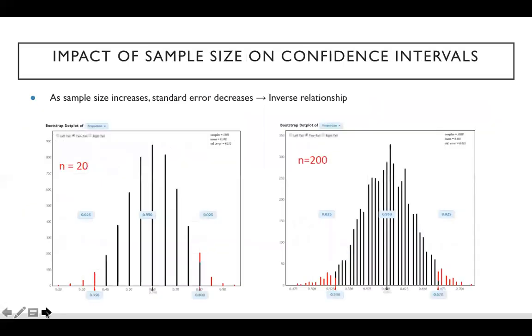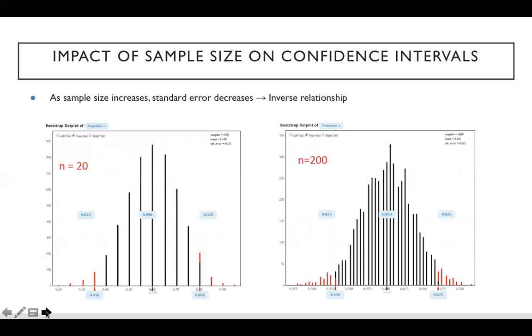So now we're just going to check out the impact of sample size on confidence intervals. As your sample size increases, your standard error decreases. That means that there is an inverse relationship between sample size and standard error. Vice versa, as sample size decreases, your standard error will increase.